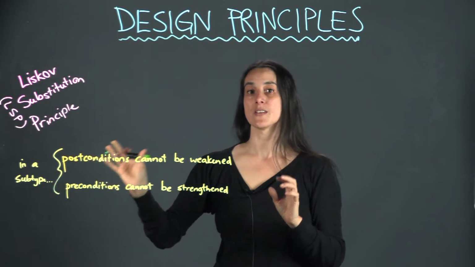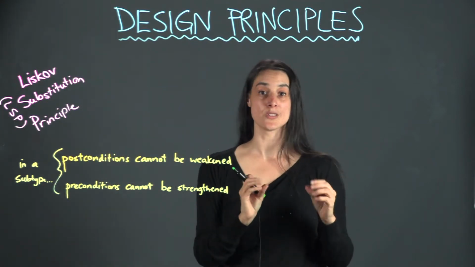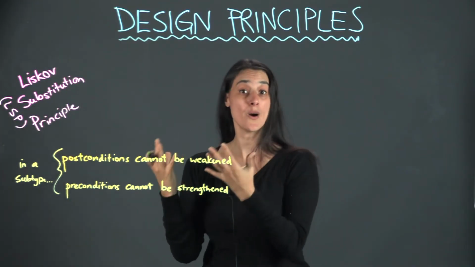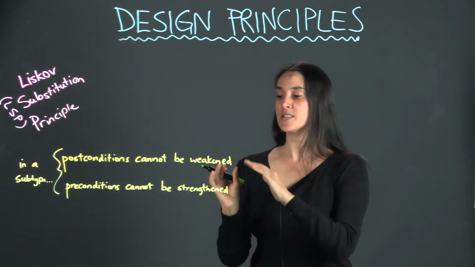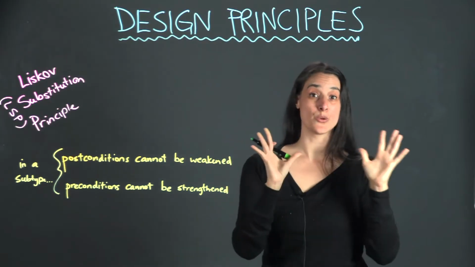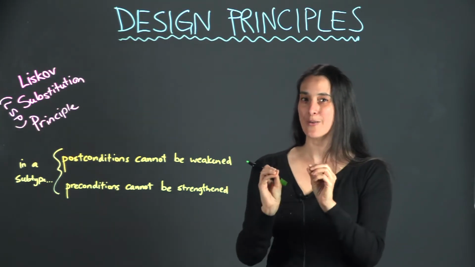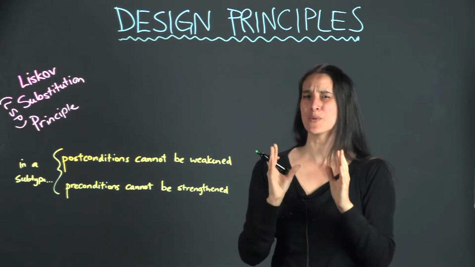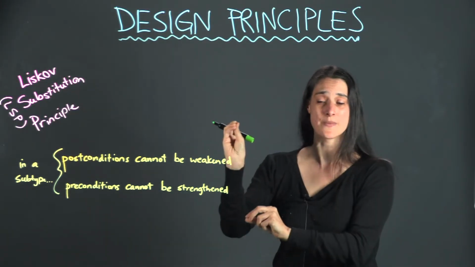Well, a postcondition is kind of like the effects clause that we would have used to specify our methods, and a precondition loosely corresponds to the requires clause. So weakened and strengthened, we're going to get into in a minute. But what I'm going to tell you about now is just a quick way to remember which should be weakened and which should be strengthened, because I find that people have a really hard time remembering which is which.